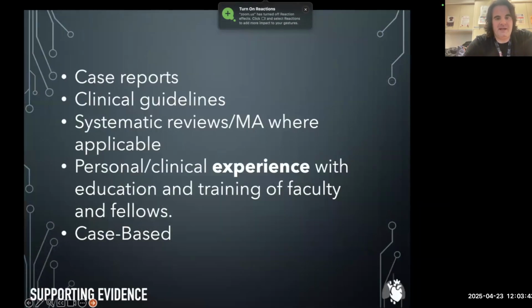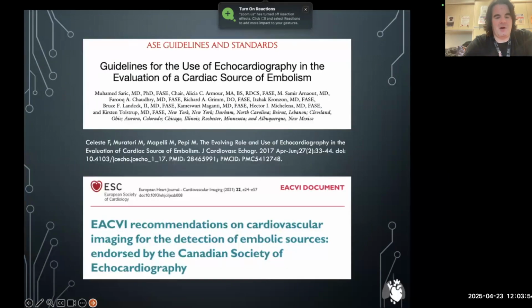This is pulled from case reports, clinical guidelines, systematic reviews, personal and clinical experience. And I've tried to make this as case-based as possible. That way, it's just me not droning on and on about cardiac embolism.